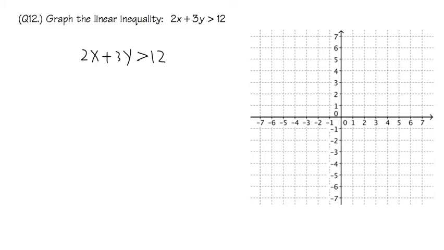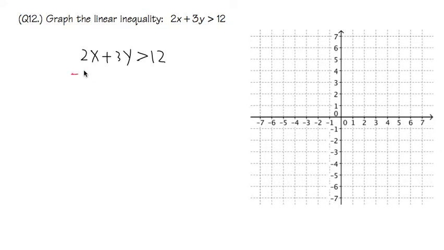Alright, for number 12, we are going to graph the linear inequality 2x plus 3y is greater than 12. And this is the strategy. Let's isolate the y first, because this way we will get the form y is equal to mx plus b. Then we will be able to use the slope and the y-intercept to graph the line. Let's graph the line first.